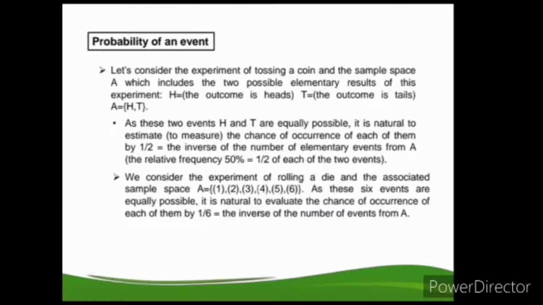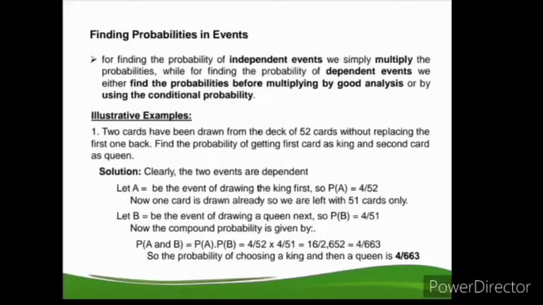We consider the experiment of rolling a die and the associated sample space, which is A equal to {1, 2, 3, 4, 5, 6}. As the 6 events are equally possible, it is natural to evaluate the chance of occurrence of each of them by 1 over 6, which is equal to the inverse of the number of events from A. Let's proceed to finding probabilities of events.